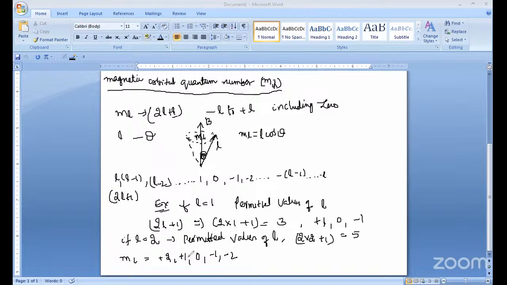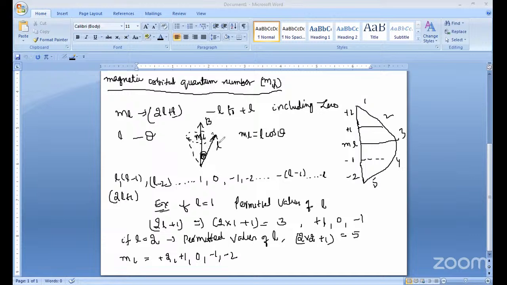Suppose you look at the permitted values of ML for L equals 2 here. If you see in the picture, it will be in this manner. So it has ML values including 0, then minus 1, minus 2, and similarly plus 1 and plus 2. Therefore it can be represented in this manner: minus 2, minus 1, 0, plus 1, plus 2. All these are the 5 permitted values, the first, second, third, fourth, and fifth, and this is the angle with which it is made here.